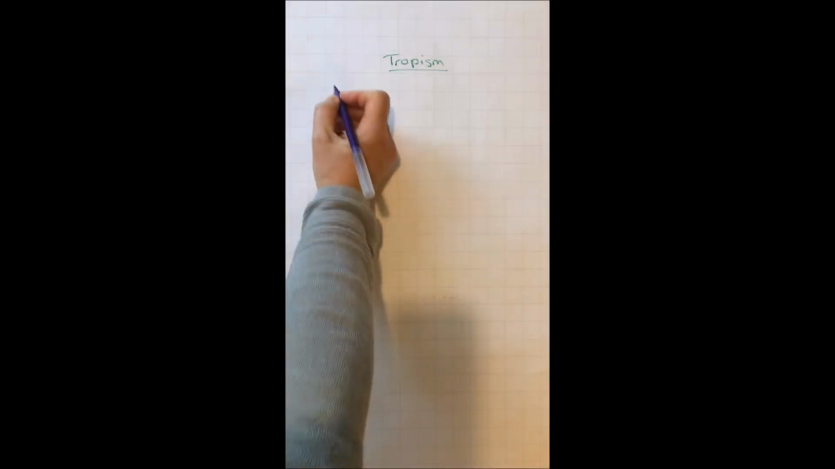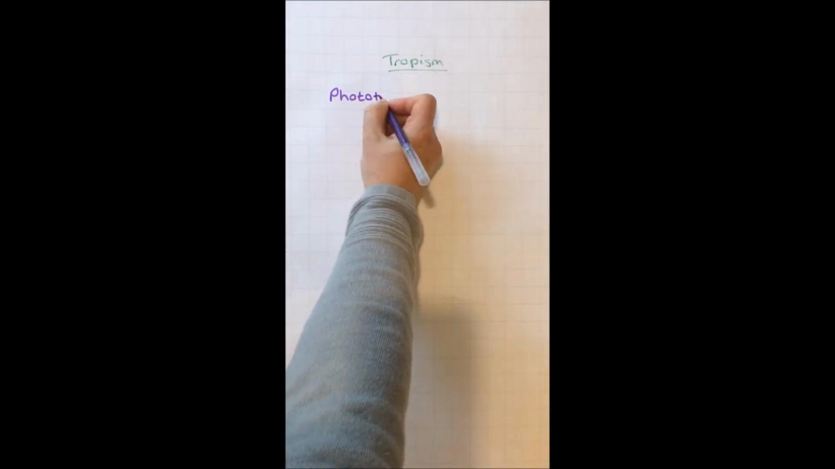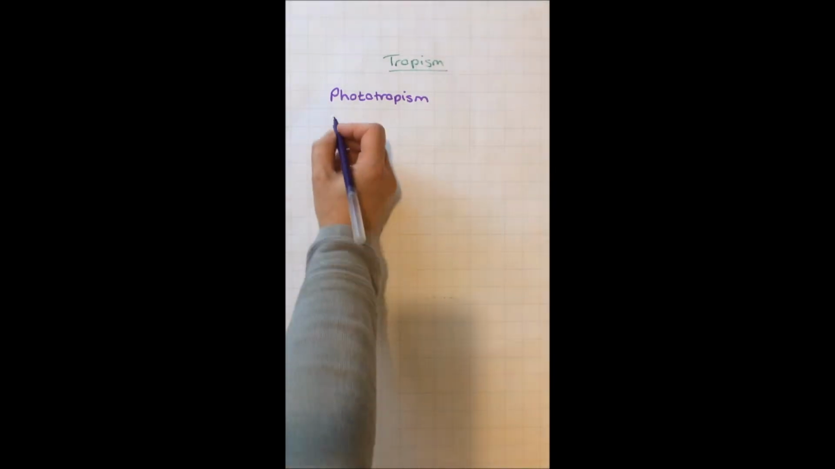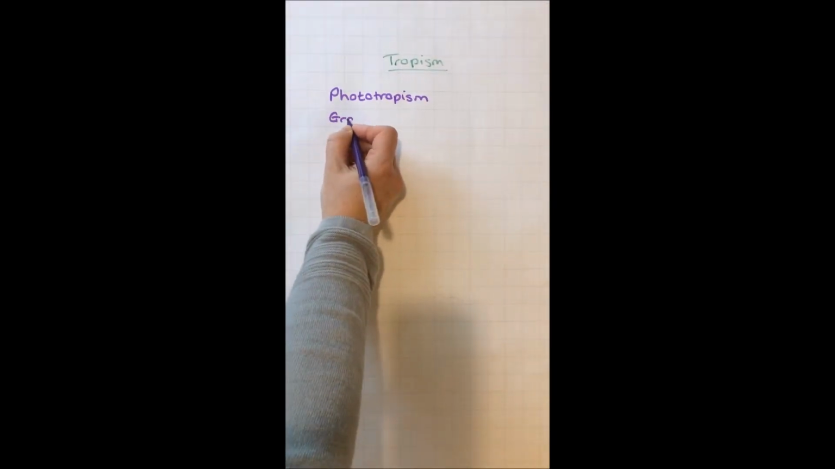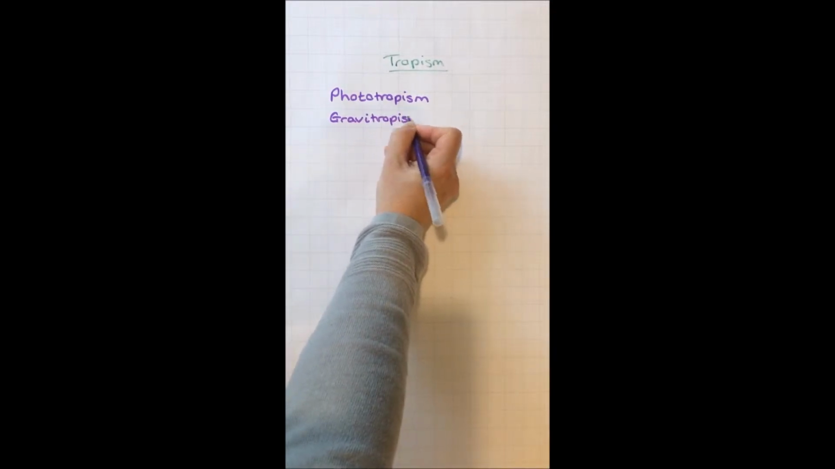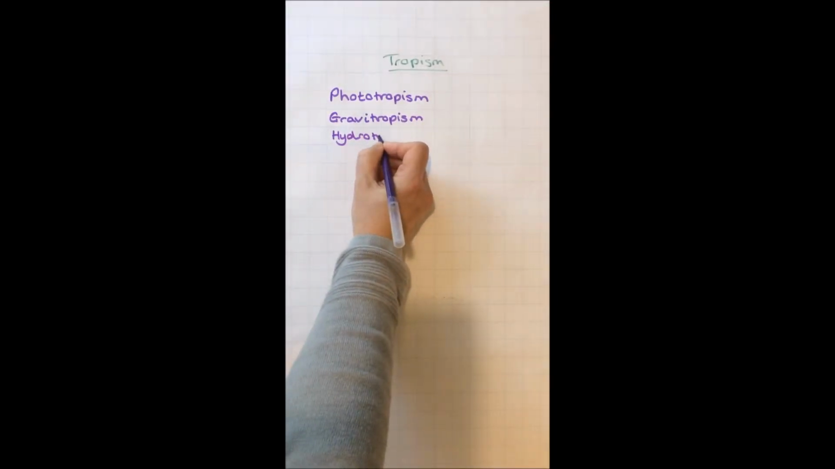Now you get different types of tropisms, and so they respond to different things. For instance, if they respond to light, it's referred to as a phototropism. If they respond to gravity, it's called a gravitropism. Sometimes that's also written as a geotropism. And if they respond to water, then that would be a hydrotropism.